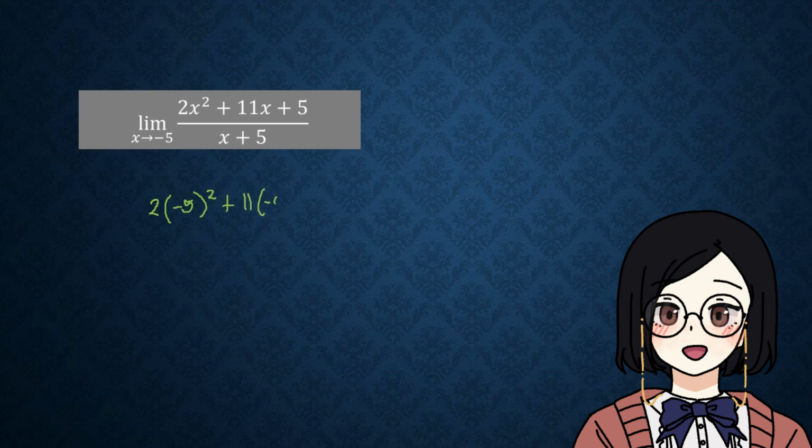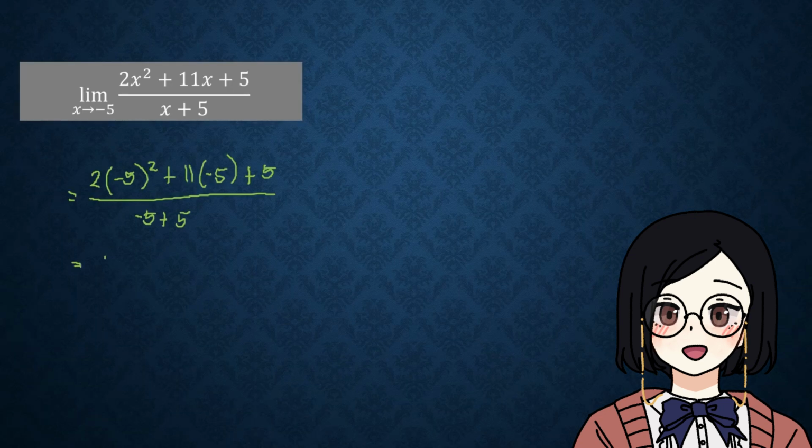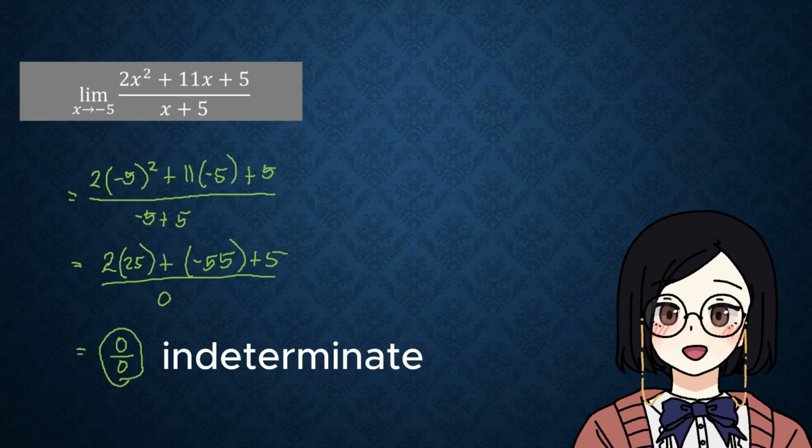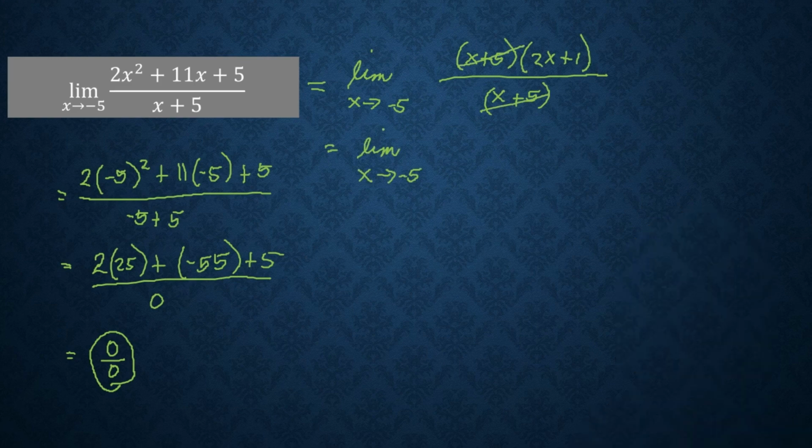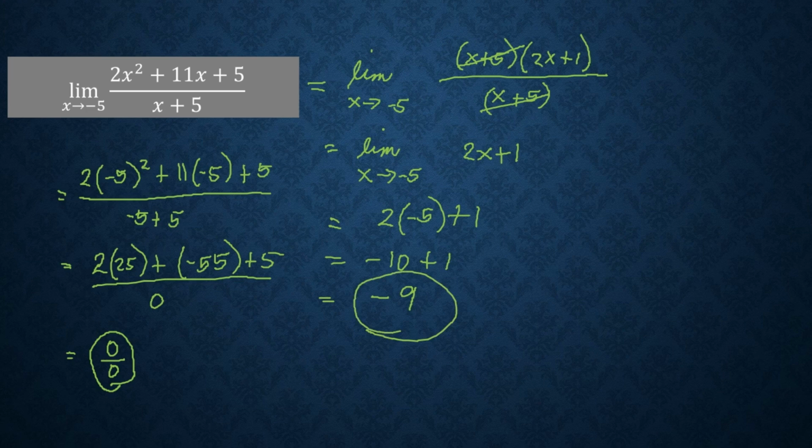Evaluating the function at x equals negative 5, notice that we will arrive at 0 over 0, which is an indeterminate form. To find the limit of the given function, we have to express the numerator in factored form so that we can cancel out similar factors. The function is then reduced to a much simpler form, which is 2x plus 1. Evaluating the function at x equals negative 5, we will get negative 9. Hence, the limit of f of x as x approaches negative 5 is negative 9.